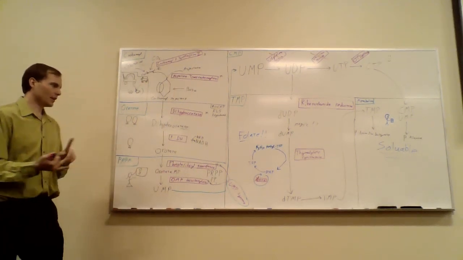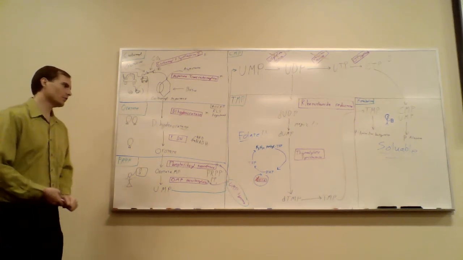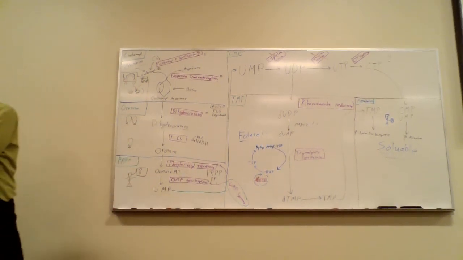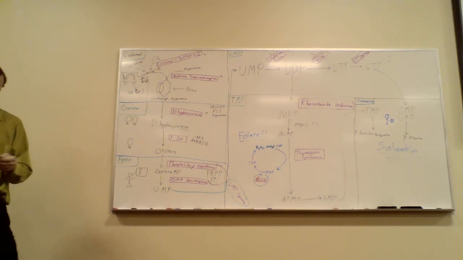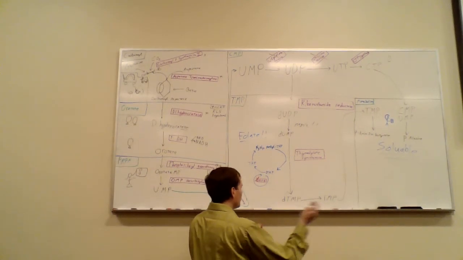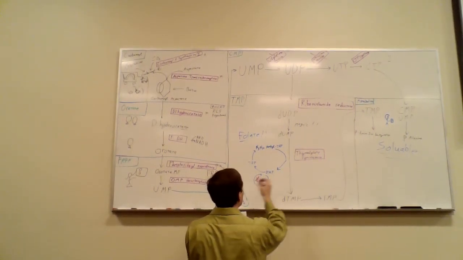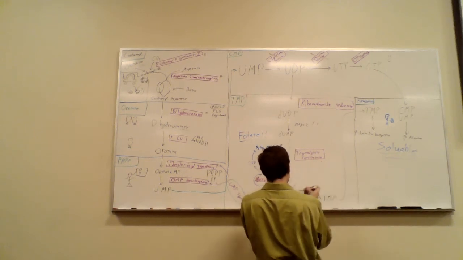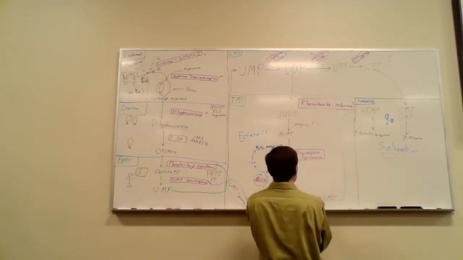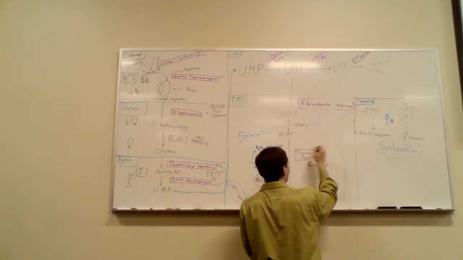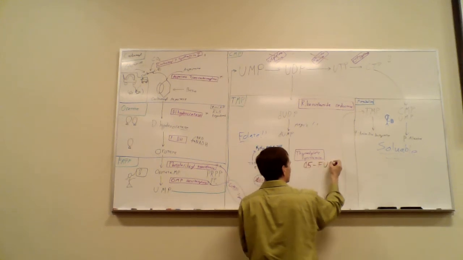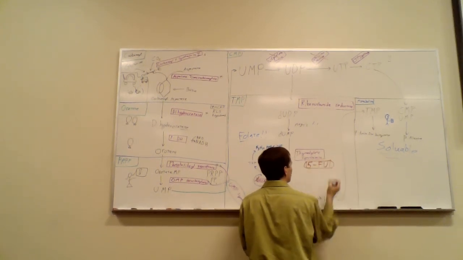Now we've talked about regulation, we've talked about some fiddly bits. Now let's get into diseases and drugs really fast. The drugs are going to be on this one, where we are going to have 5-fluorouracil. 5-fluorouracil inhibiting this one. That's a drug.